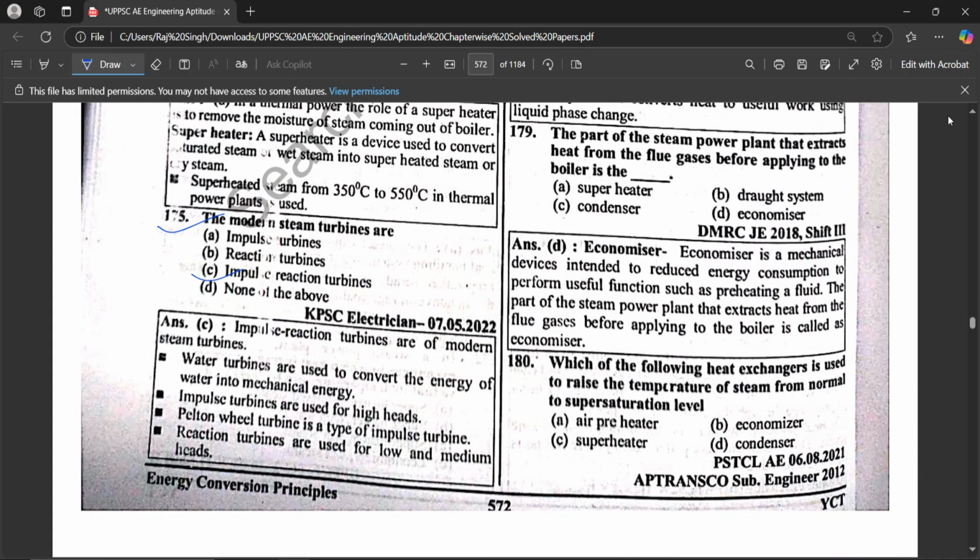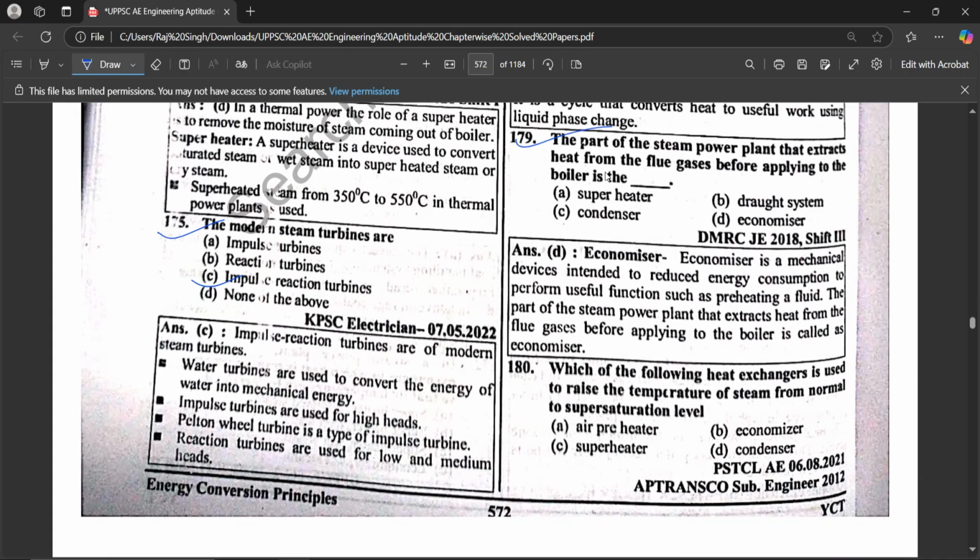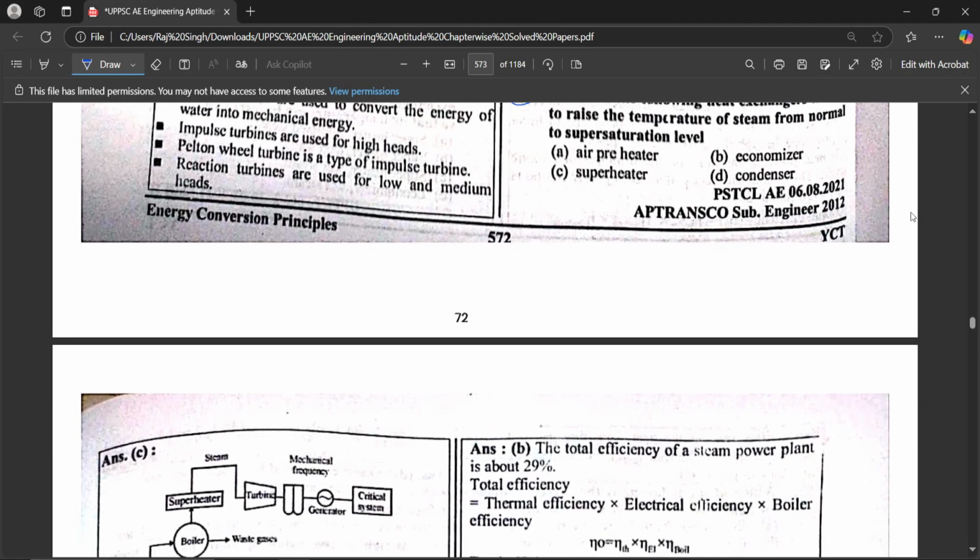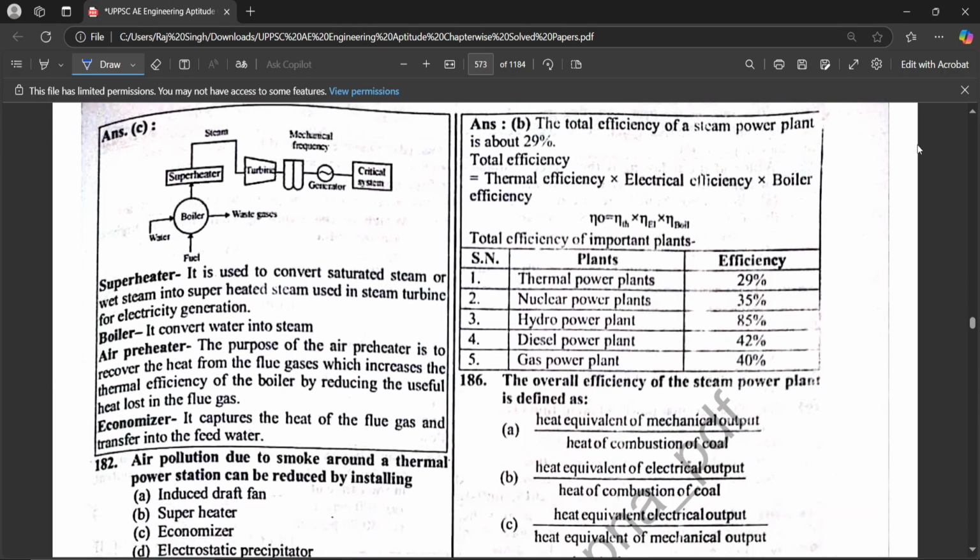The part of the steam power plant that extracts heat from the flue gases before applying to the boiler in it is an economizer. Which of the following heat exchangers is used to raise the temperature of steam from normal to superheated level? Which is a superheater?